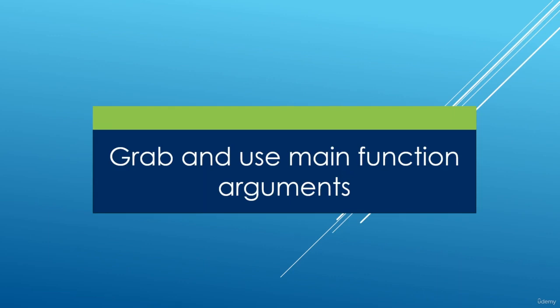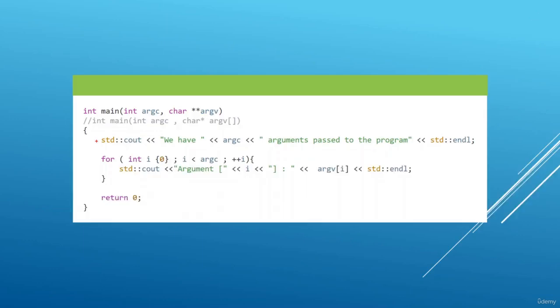In this lecture, we're going to see how we can grab and use arguments to the main function. We have been using the main function in this course for quite a while now, but one thing we haven't really talked about is if the main function can actually take parameters. And if you look here, you see that we have put in a few parameters, and these are those we use to control some behavior on our application.